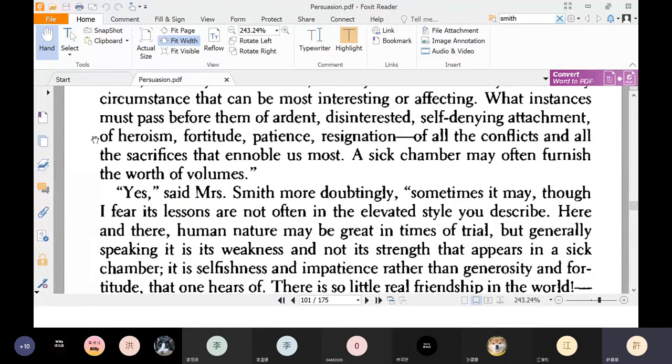So Anne is saying that these working class people see a lot of passionate, disinterested, and self-denying relationships. And also a lot of heroism, fortitude, again, strength, mental strength, patience, resignation, of all the conflicts and all the sacrifices that ennoble us most. Ennoble means make noble, to make us noble. A sick chamber, which is where sick people sleep and live, may often furnish, which means give or provide or supply, the worth of volumes of books. So this is saying that taking care of one sick person may give us as much knowledge as reading a lot of books.